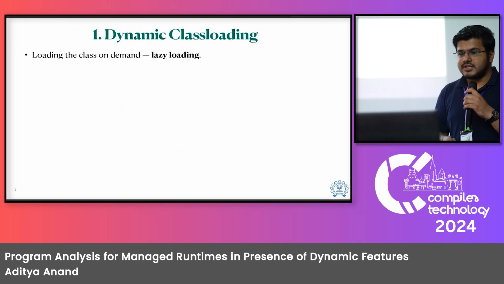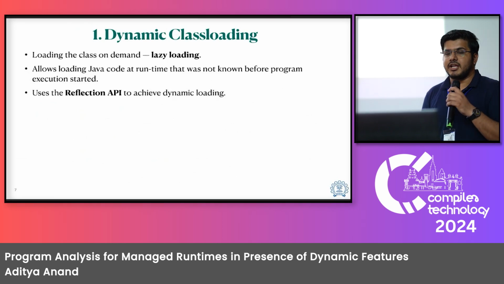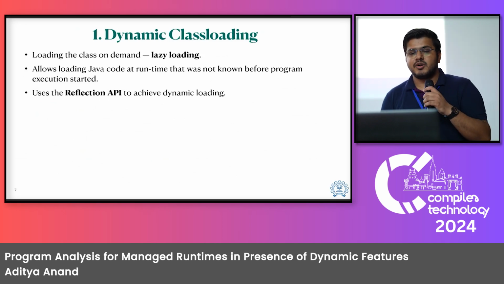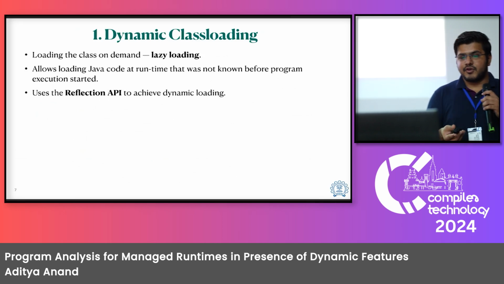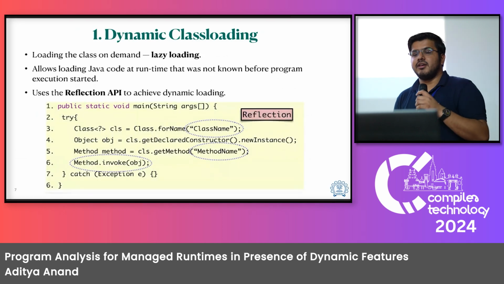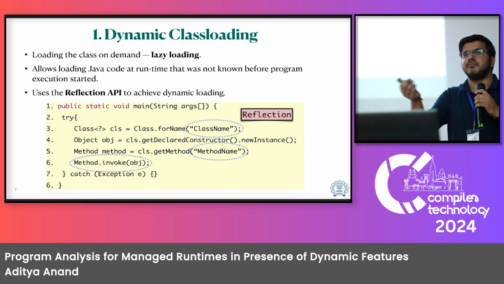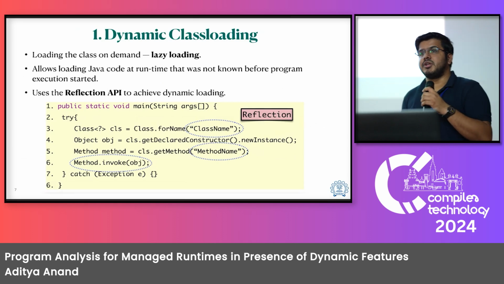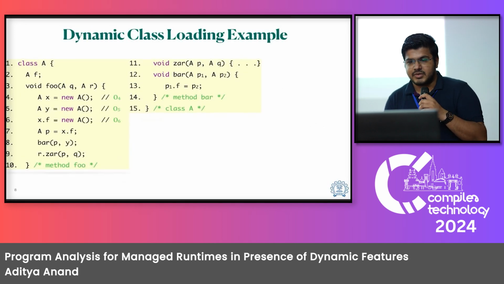First is dynamic class loading. It basically allows you to load a new class at runtime. It even allows loading Java code at runtime that was not known before program execution started. For that, it uses the reflection API. Basically, you can get the class name and the method name in string format, and you can invoke any method at runtime which was not known statically. Let's see a concrete example to understand it better.